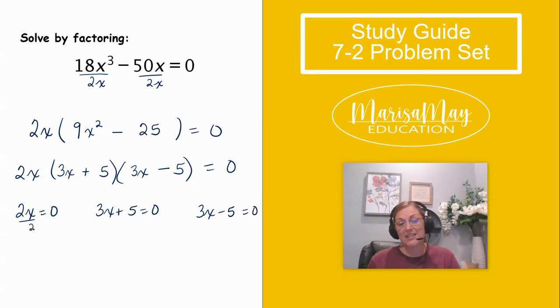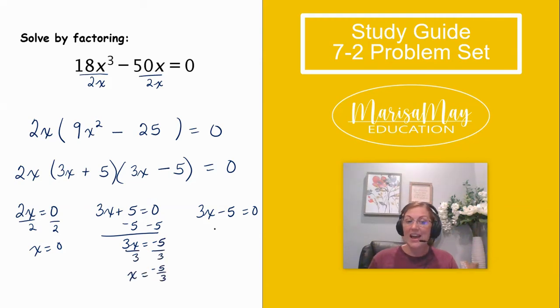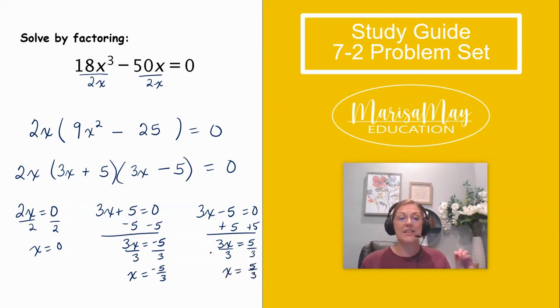Well, the first one's pretty easy. You can divide by 2 so that x is 0. The second one, you can subtract 5 and then divide by 3. I probably would go ahead and just leave this as a fraction, x equals negative 5/3. And then you can do a similar method with the last one here so that you'll get x is equal to positive 5/3. So you have 3 solutions here, and there's 0, negative 5/3, and 5/3.